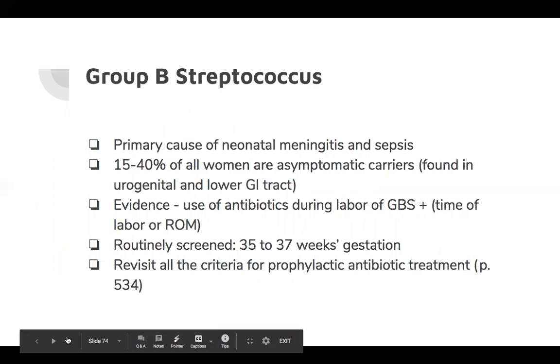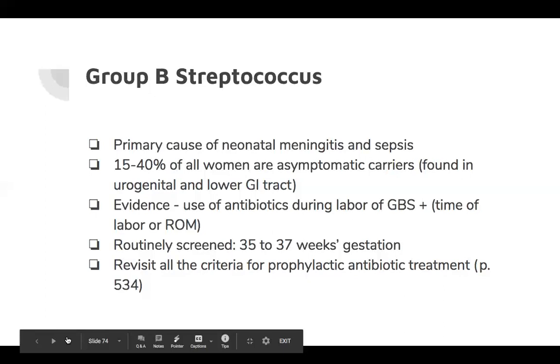GBS positive. GBS positive is the primary cause of neonatal meningitis and sepsis. So it's really important to screen mom between 35 and 37 weeks. And then mom is to be getting IV penicillin at least 2 doses prior to delivery. 15 to 40% of all women are asymptomatic, which is why if they don't have prenatal care, they're testing them when they come in.